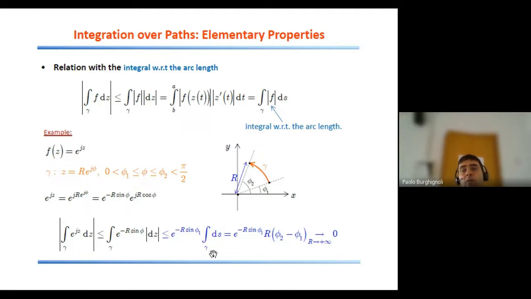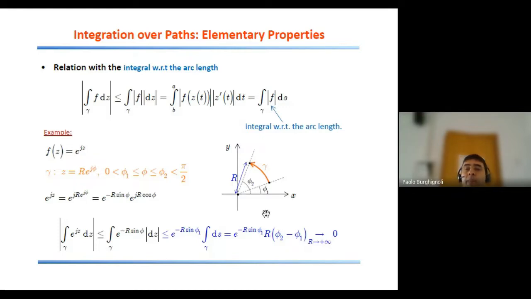And what you remain with is just the integration of the constant equal to 1 with respect to the arc length, which gives you the length of the arc. So the length of this portion of a circle, which is by elementary geometry equal to the product of the radius of the circle, r, times the difference of the angles phi 2 minus phi 1.